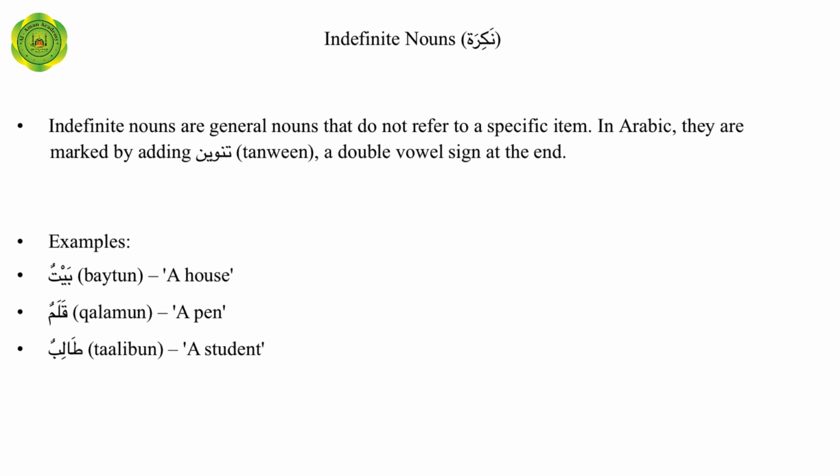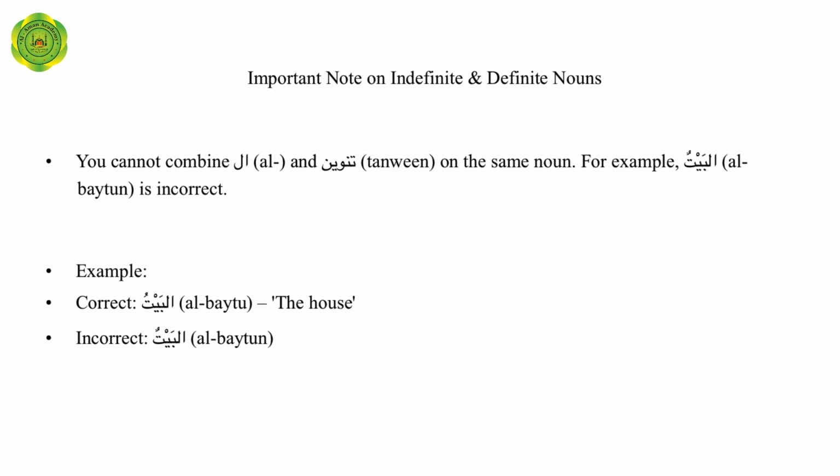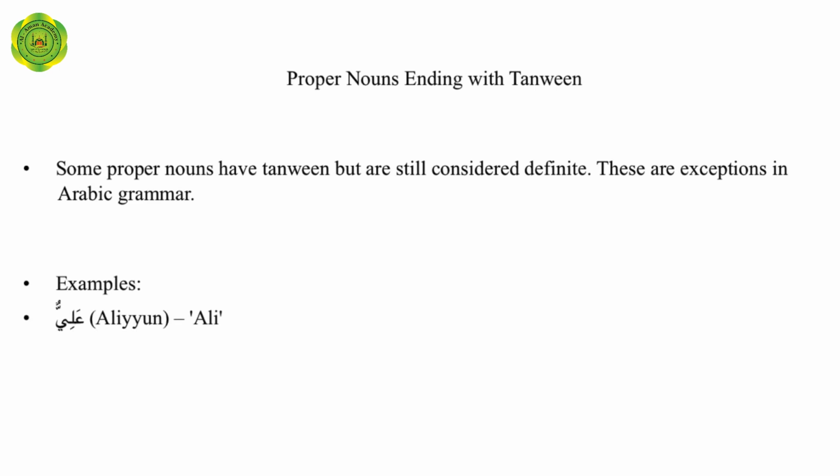A house is baytun. Definite nouns, marifa, are like saying the in English, making the noun specific. To make a noun definite in Arabic, we add al at the beginning, which means the, and remove the tanween. Let's see some examples. The house is al baytu. You cannot have tanween and al on the same noun. For example, al baytun is incorrect. Some proper names end with tanween but are still definite, like aliyun, rashidun, khalidun, etc.